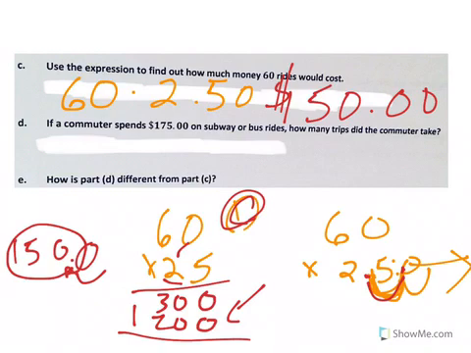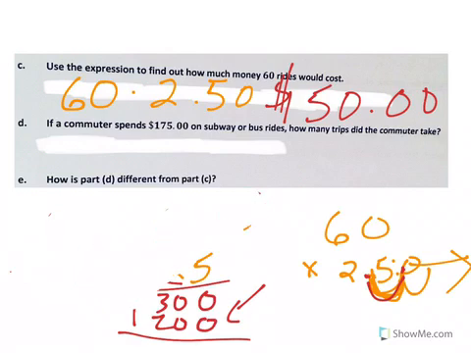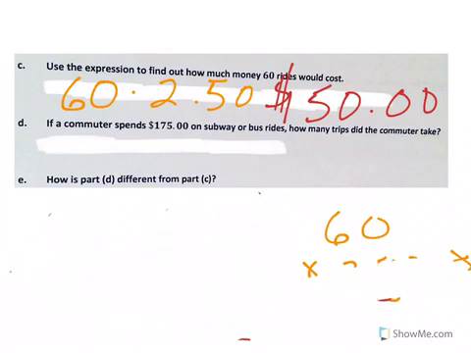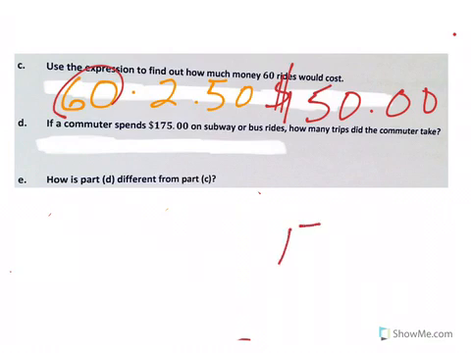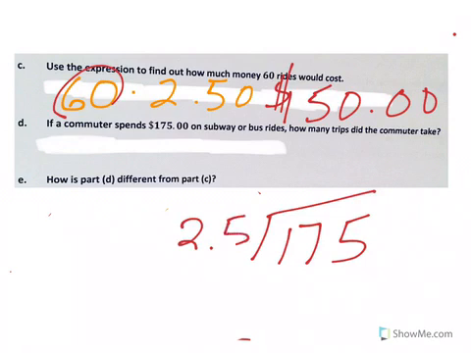Okay? So part D says that if a commuter spends $175 on subway or bus rides, how many trips did they take? Well, we don't know how many trips, so we can go backwards. We can take the $175 and divide that by 2.50. Move this decimal one place, move this decimal one place, add a 0 here. So now I've got 1,750 divided by 25.